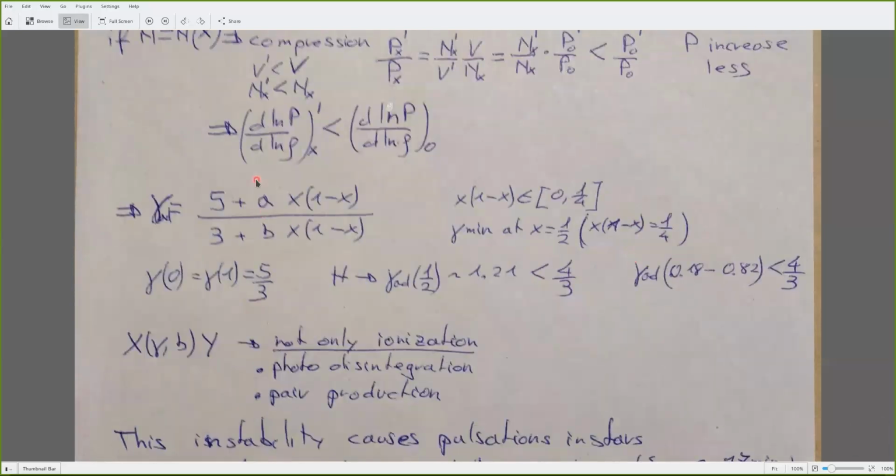Anyway, we saw previously, or we said in the notes 7, that the adiabatic coefficient in fact depends on this value. 5 plus A is a constant, a variable constant. I assume that it depends on several parameters like the ionization potential, and so on. Just simplify in this way.